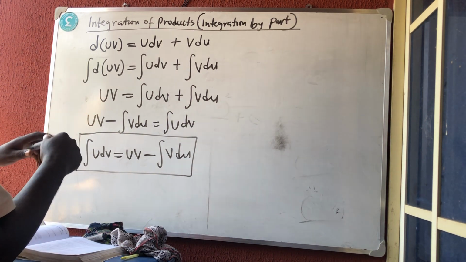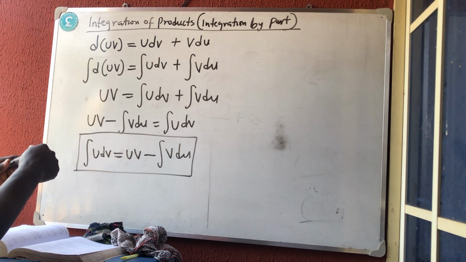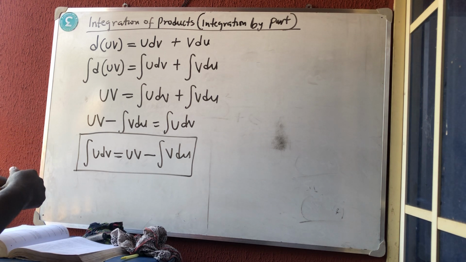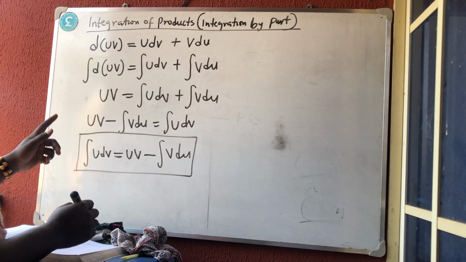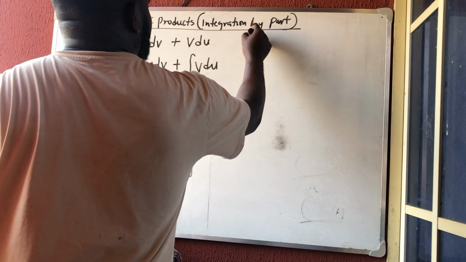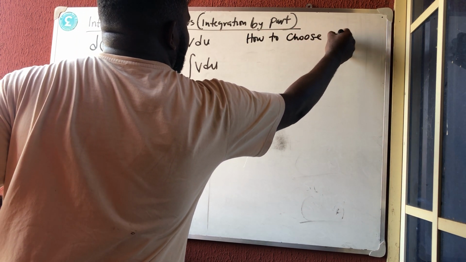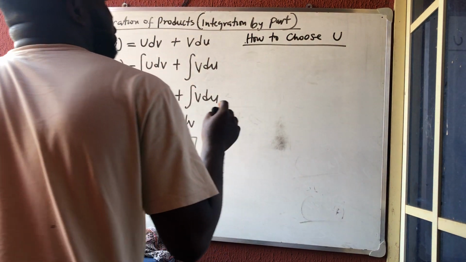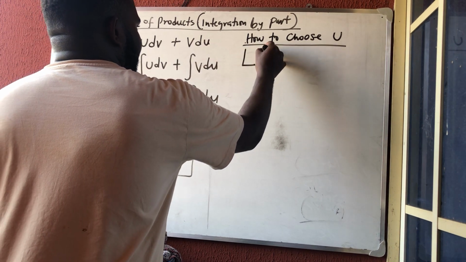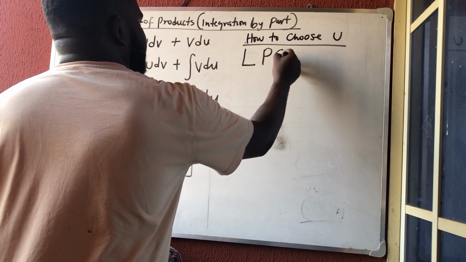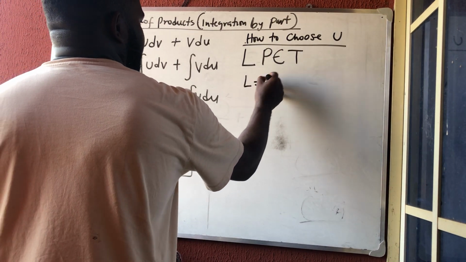Now the problem is, in solving this integration, you need to know how to choose between u and dv. In both of them you have to choose that the first one should be u and second one is dv. Now how do you choose u? We use something I call LIPET, ladies like pet. Ladies like pet means that L is logarithm.